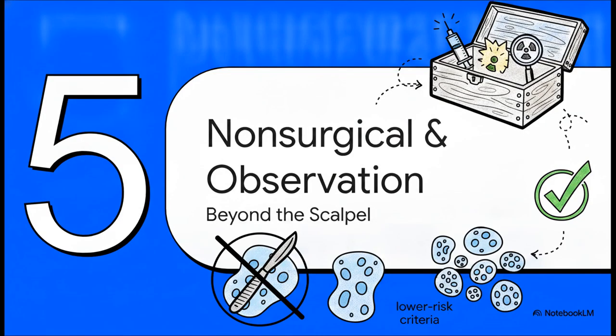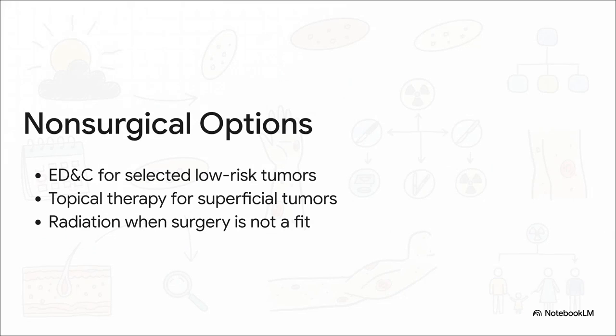Section 5. Non-surgical options and observation. Surgery is a fantastic primary tool, but it's not the only tool in the box. Selected non-surgical treatments can fit selected superficial or low-risk tumors safely and effectively. This could be EDC, which is electrodesiccation and curettage, or targeted topical therapies for certain superficial tumors. Radiation might also be on the table when surgery just isn't a good fit for the patient's specific situation.